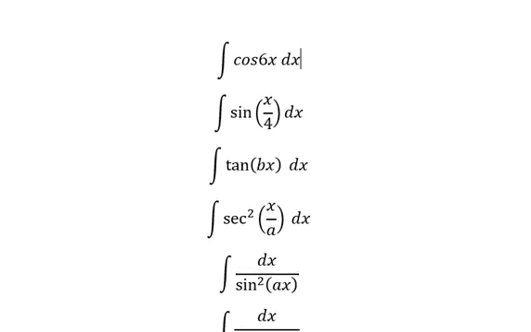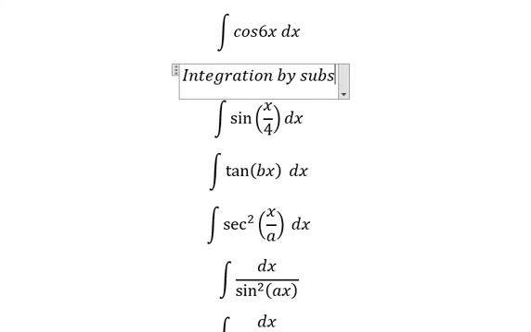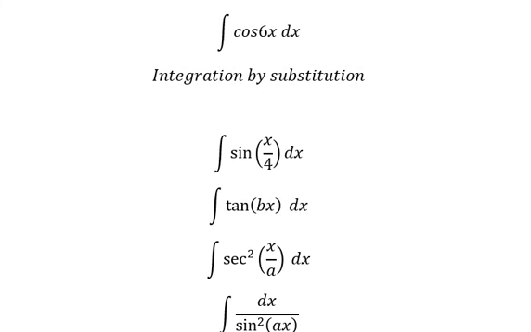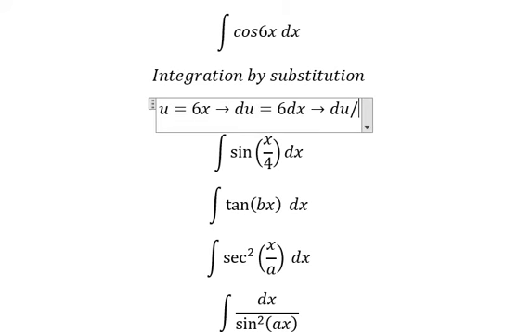Question number 2. We need to use integration by substitution. So I will put u equals cos 6x. So we first take the derivative of both sides. Because we don't have the number 6 in here, we divide both sides by 6.